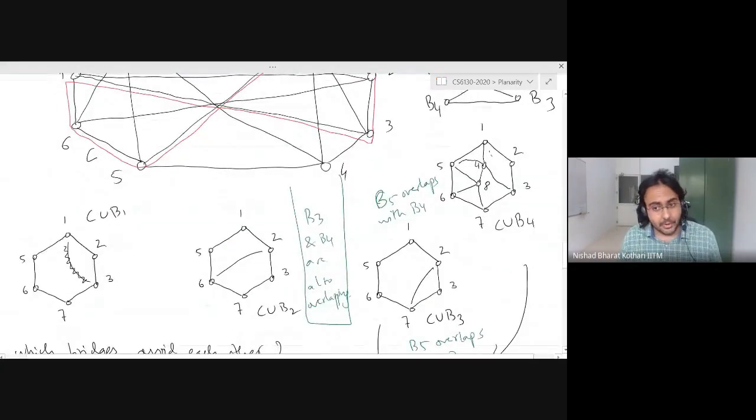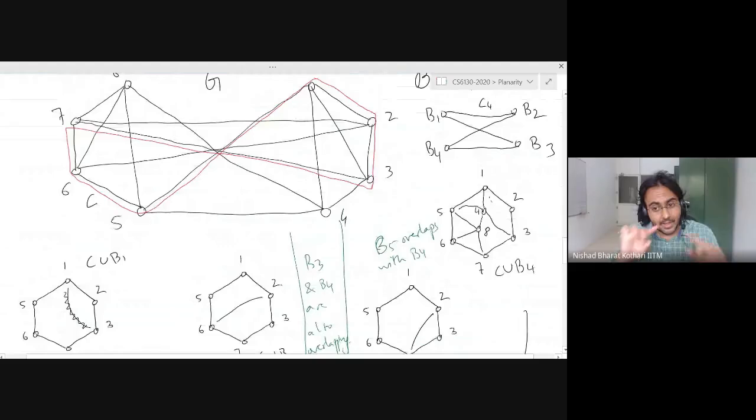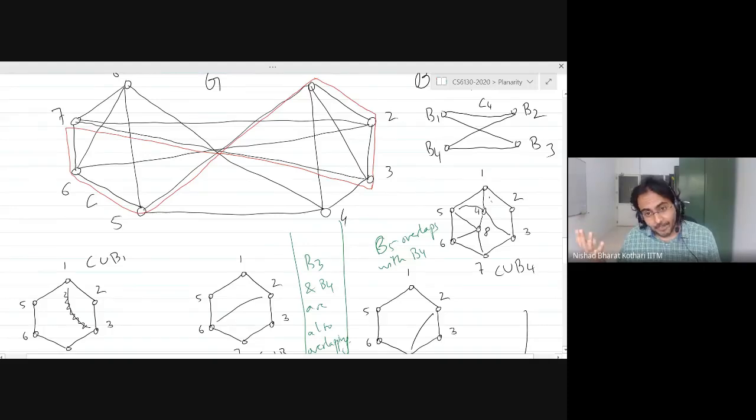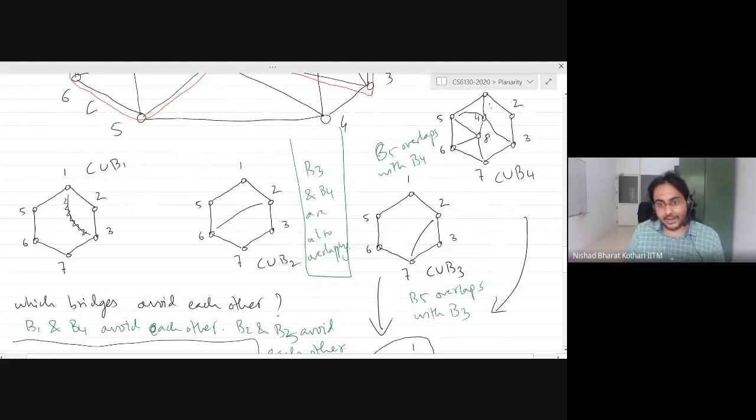And that is actually coming all the way from the Jordan curve theorem. A cycle splits the plane into two parts, the inside and the outside. Bipartite. Right? There is some connection between non-planarity and non-bipartiteness, and that is exactly where we are going with this discussion.